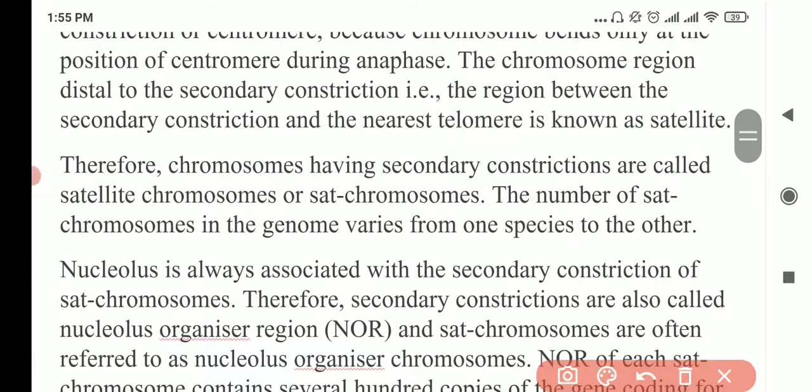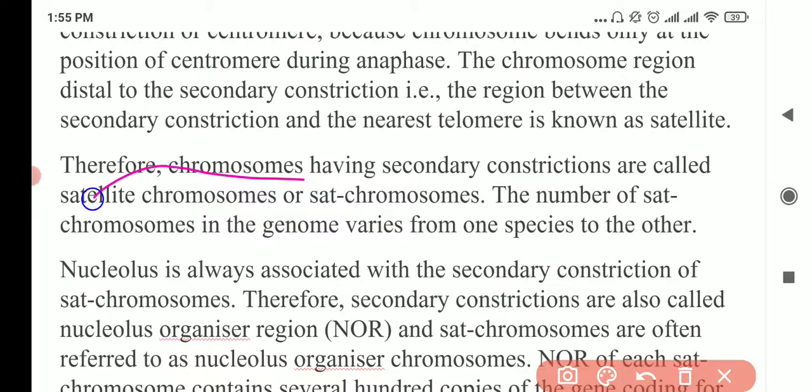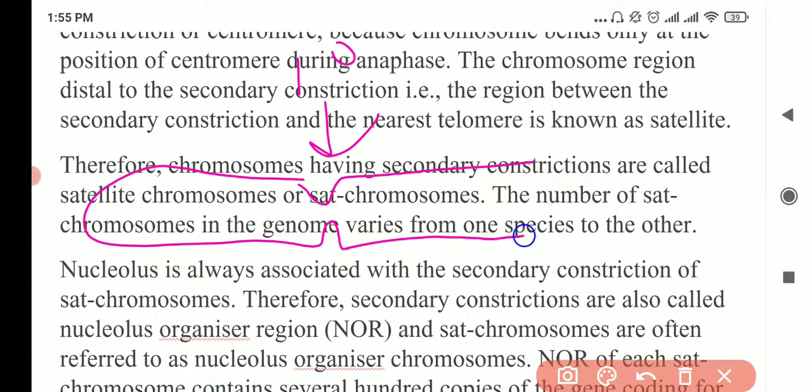The chromosome region that is distal to the secondary constriction, that is the region between the secondary constriction and the nearest telomere, is known as the satellite. Okay, so let me draw something like that. Let's say this is your primary constriction, and let's say this is the secondary constriction.